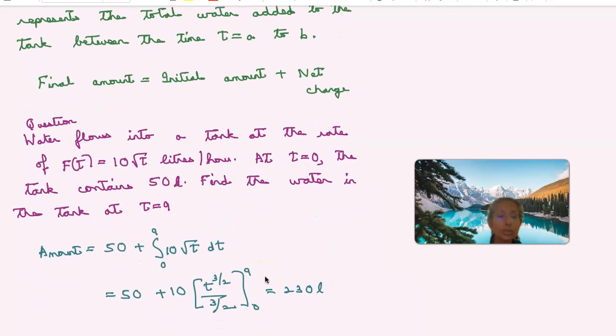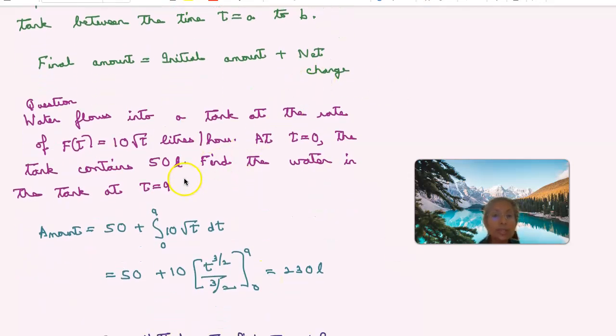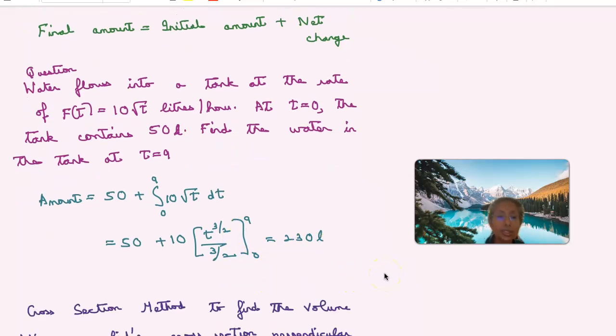So your amount of water will be the initial amount, that is 50, plus the integral 0 to 9 of 10 root t dt. That will be 10 times the integral of t raised to half, which is t raised to 3 by 2 divided by 3 by 2, within the limits 0 to 9. So you get 230 liters.